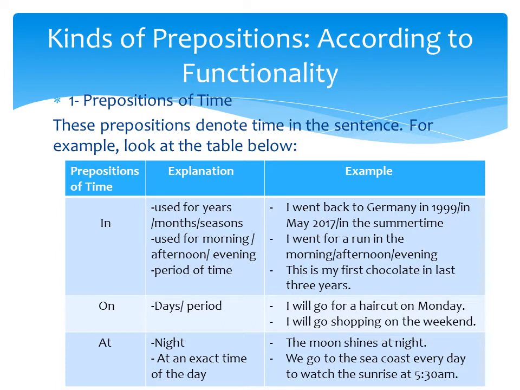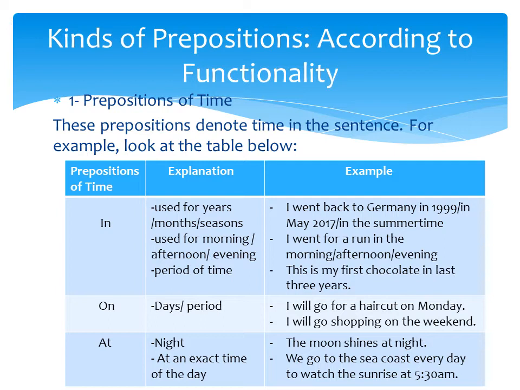In is used for years, like I went back to Germany in 1999, months, in May 2017, seasons, in the summertime. It is used for morning, afternoon, evening. I went for a run in the morning, afternoon, evening. You may use it with any. Period of time. This is my first chocolate in the last 3 years. So in is used for years, months, seasons, morning, afternoon, evening and period of time.